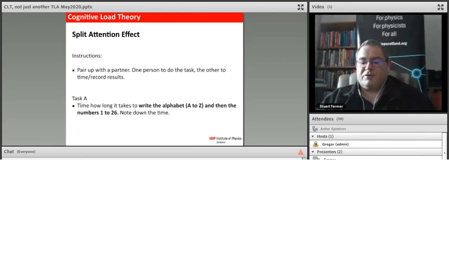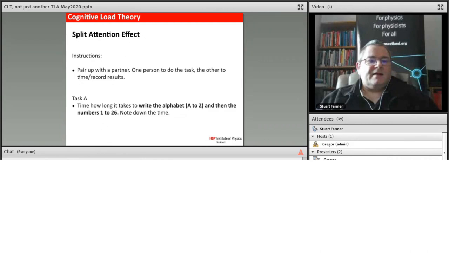So I'm going to do a countdown. 3, 2, 1, start. And that's 10 seconds now, 12 seconds. Once you've done it, if you can write your time in the chat box. 18 seconds, 20 seconds, 22 seconds, 25 seconds, 28 seconds, 30 seconds. And I would hope for that one that you should be able to have done it by now.